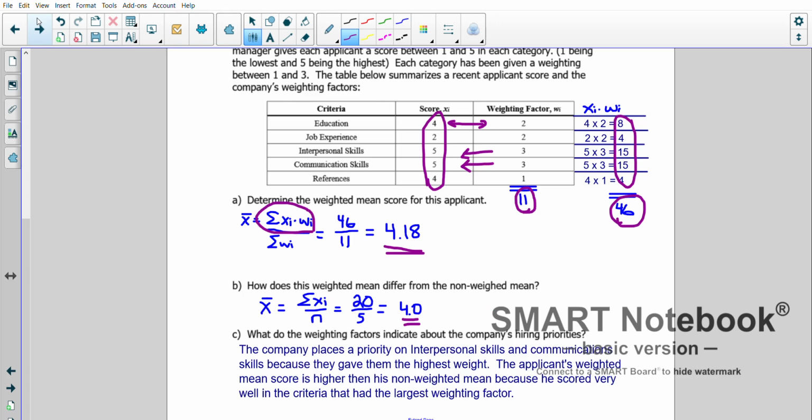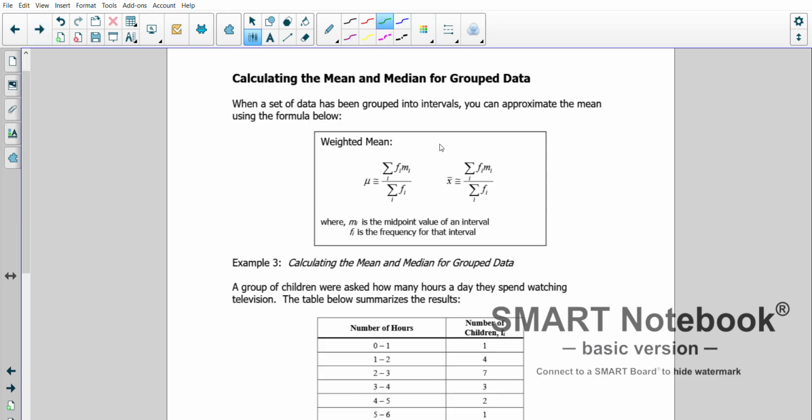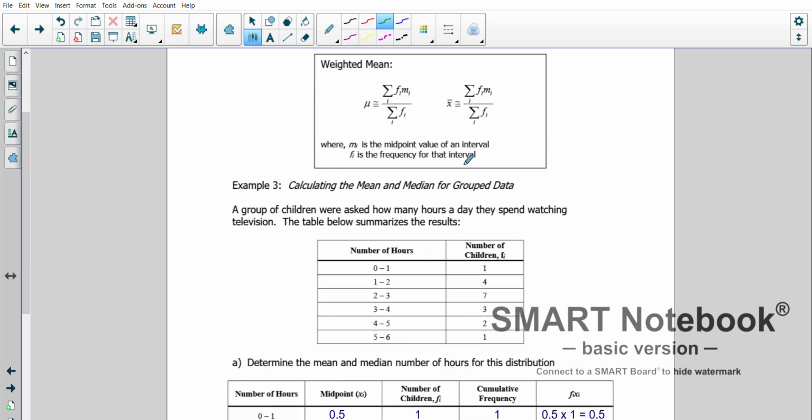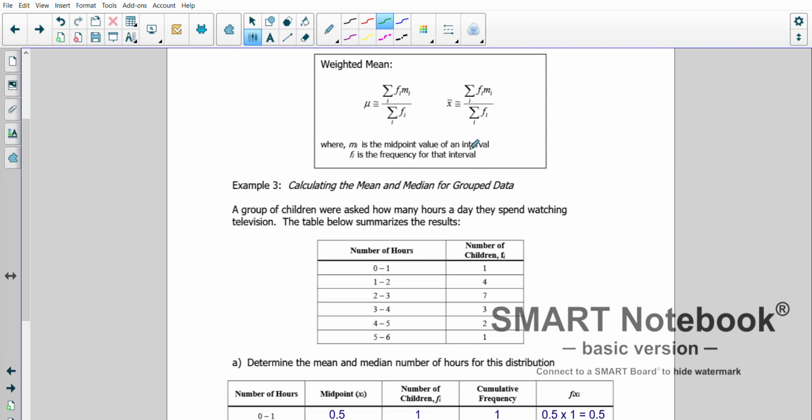So moving on, now we're going to do calculating the mean and median for grouped data. So what this means is, and again, it's another really intimidating looking formula, but maybe it's not so intimidating anymore now that you know what this means. All this wants me to do is take the sum of the frequency times the midpoint divided by the sum of the frequency. And we'll talk through why we're doing this as we go through it.